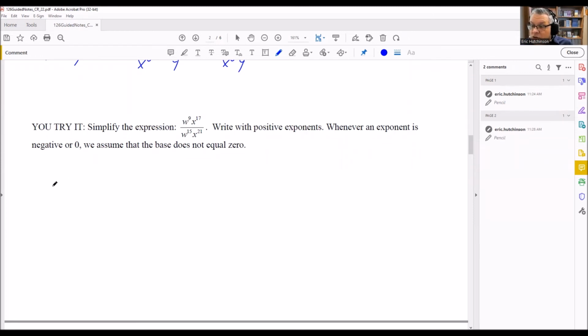So you're going to do w, we have 9 minus 15, and then you have x, 17 minus 21. We're going to subtract those. We get w to negative 6 and x to the negative 4. Last thing we'll do is turn these into positive exponents by putting them on the bottom of the fractions like we see here. And then you can just multiply them, put them both together on the bottom, w to the 6th. And then you have x to the 4th.